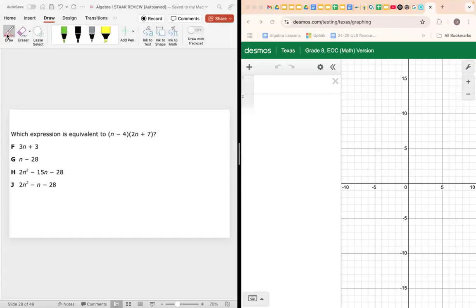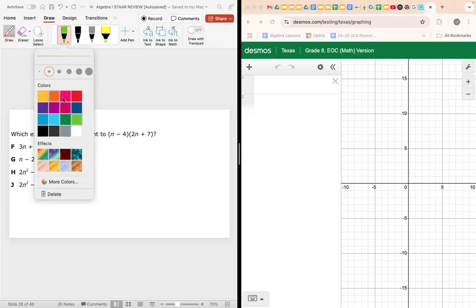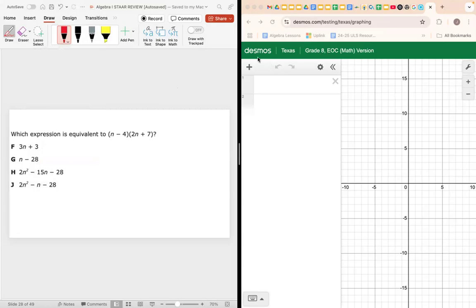So it's super important at this point that you make sure that your Desmos says Desmos, Texas, STAAR, or whatever state that you live in. It should be green. That's super important. Why? Because there's features on there that are not going to be on the other Desmos for your test. So let's make sure we do that.